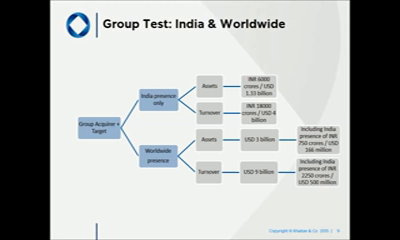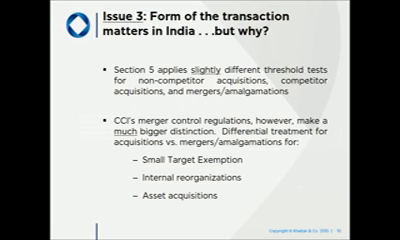So even after you run the 4 separate tests on the direct parties, you then have to run similar tests for the group, both India and worldwide, turnover and assets. So I hope you begin to appreciate the complexity of the kind of information that is even necessary to make that basic determination of whether you must or cannot file in India.